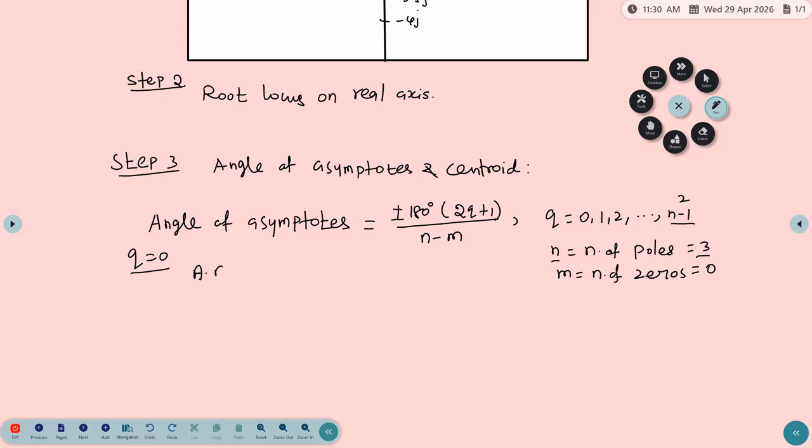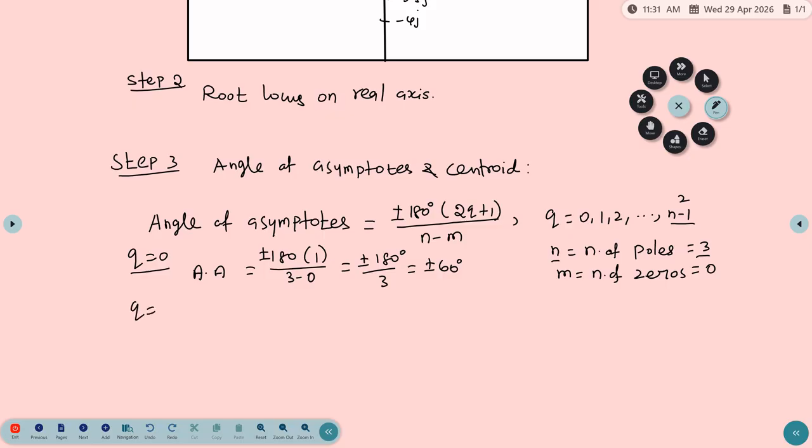Now let us assume q equal to 0. Here the angle of asymptotes, if you substitute q equal to 0 in this formula, is plus or minus 180 into 1, since 2q becomes 0, divided by n minus m, that is 3 minus 0, so equal to plus or minus 180 divided by 3, equal to plus or minus 60 degree. So this is our first angle of asymptote.